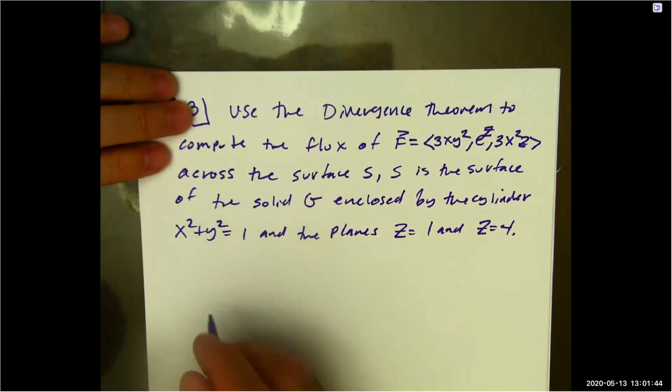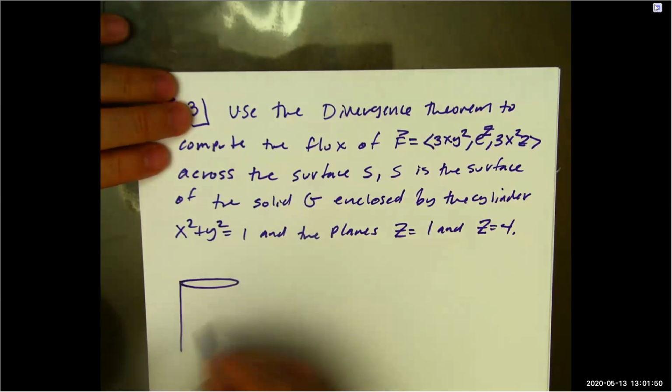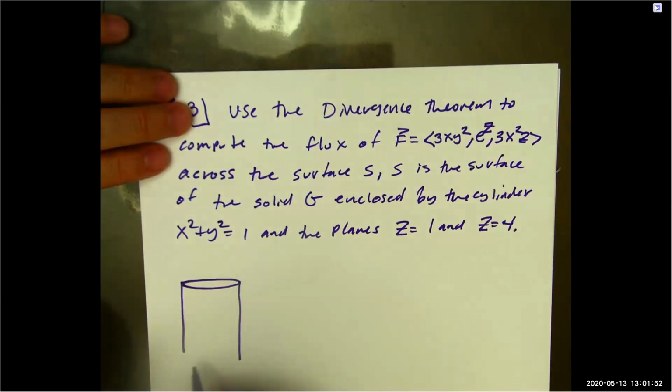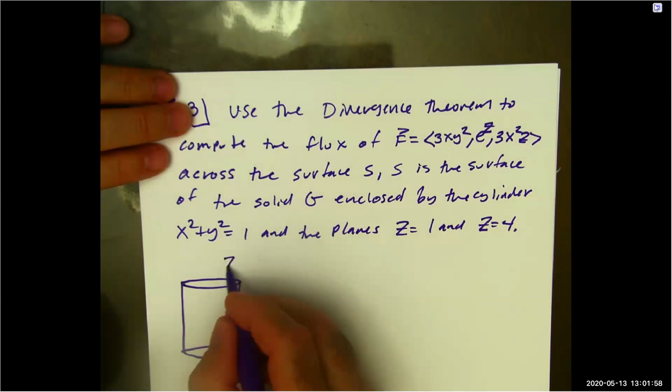All right, so our surface in this case is we have the cylinder. And so here we have the z equals 4. That's the top.